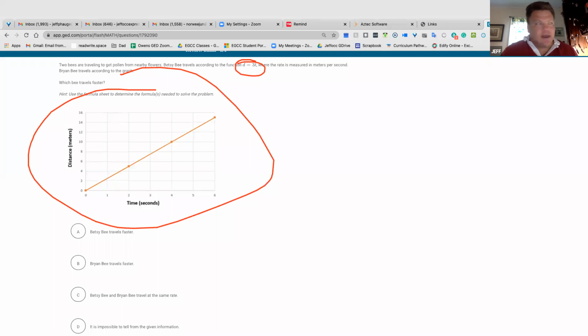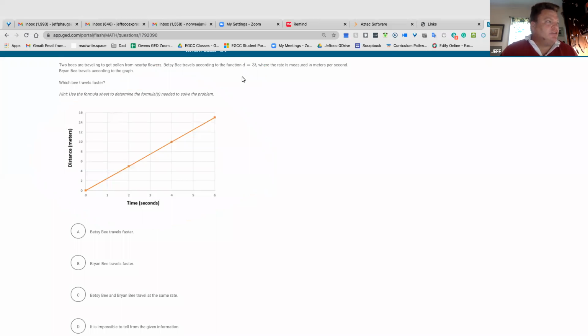And whenever they do that, they're going to say, you know, first one's faster. No, the second one's faster. Or they're the same. Or they're either going to say neither or there's no way to know. So those are the choices. So I'm going to zoom in so we can see this thing better.